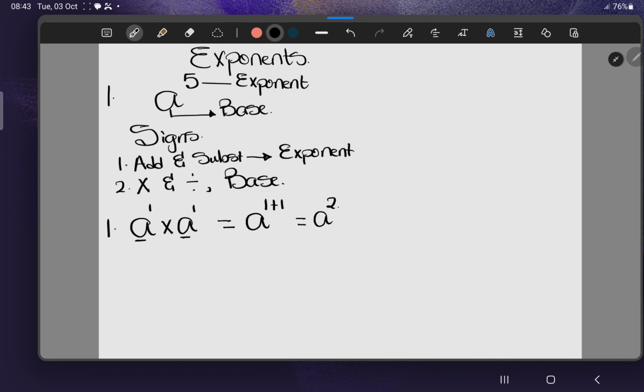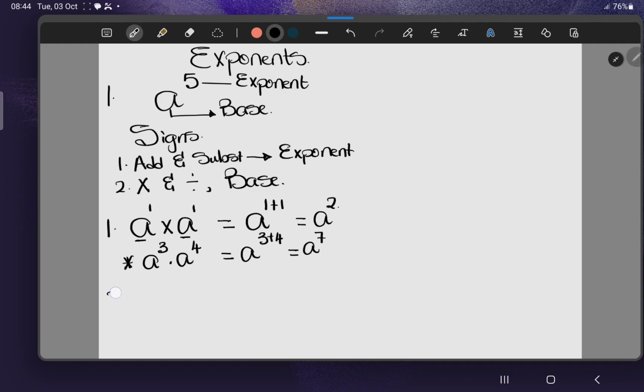So in terms of this law, sometimes they can just give you a dot. For an example, they can just say we have a to the 3 and then a to the 4. Because we've got the same base, what we need to do is to write it as a to the power of 3 plus 4. Then the answer is a to the power of 7. That is the first law. So when you multiply the same base, you add the exponents.